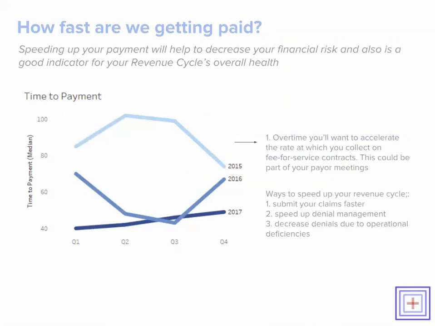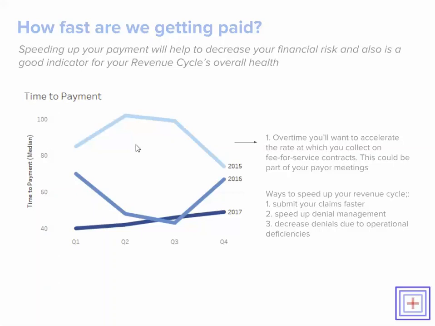So to think about how fast are we getting paid. So what this view is showing, and again, if you're meeting with a payer, you want to show them this to give them an idea of how everything's working. But what you want to do is try to decrease your time to payment. So if you provide a service and you're paying your physicians and you're paying your rent and you're paying all your expenses, but you're not getting paid for some time, that's increasing your financial risk. And you want to try to decrease that. You want to try to accelerate the pace at which you get paid.